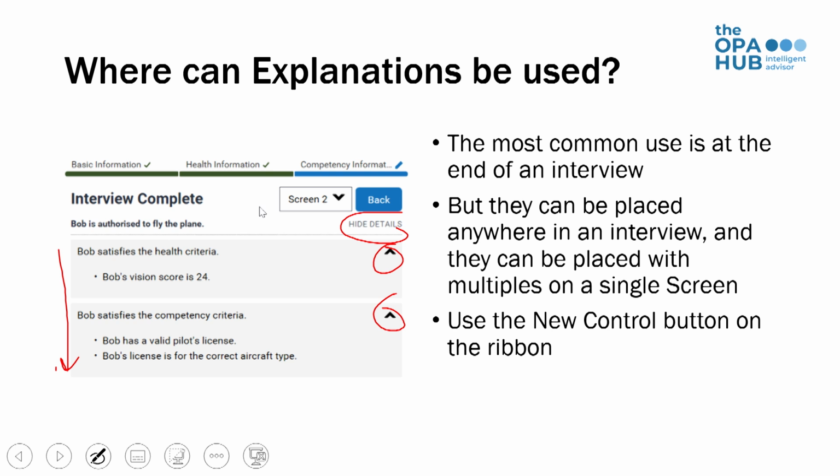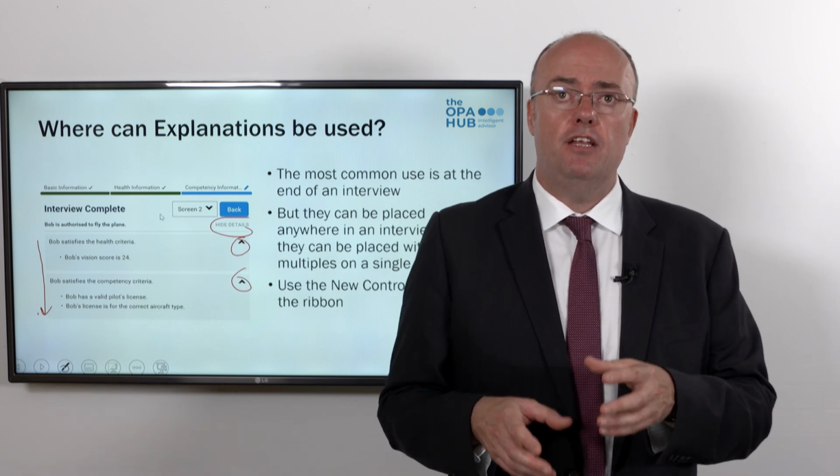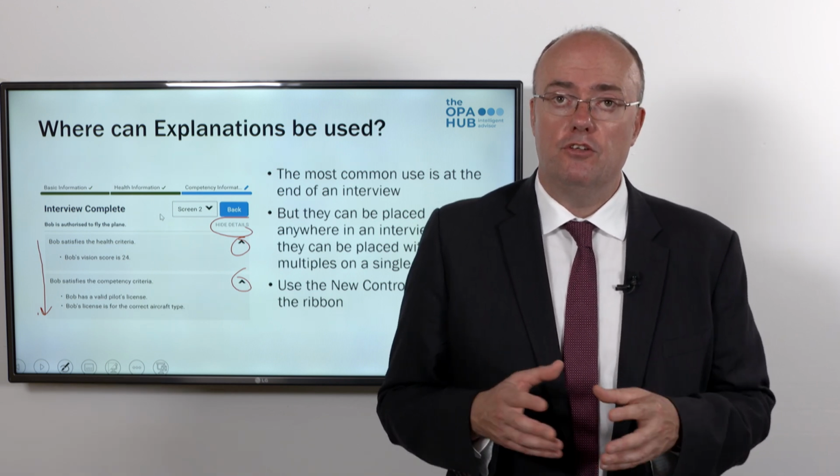And an explanation is added by default to the end of your interview on this interview complete page, and it typically demonstrates what is known as all the goals, the global goals. So the default situation is when you reach the end of an interview, we'll tell you everything about why the outcome is what it is. But actually what's good to know is they can be placed on any screen in an interview, and you can put multiple explanations on a screen if that's what you need to do.